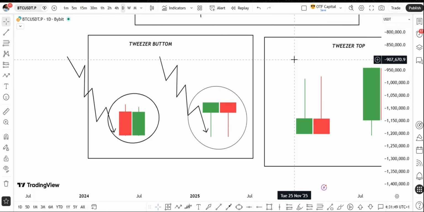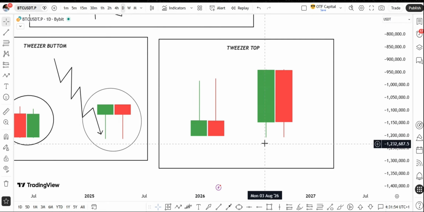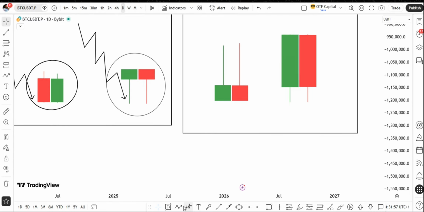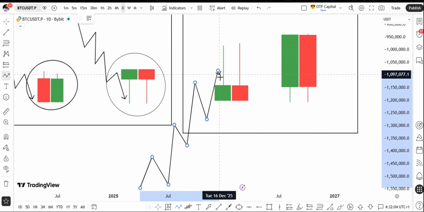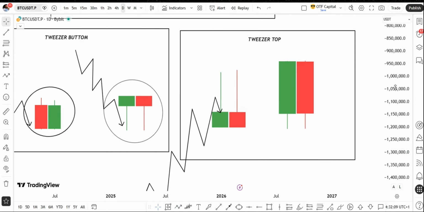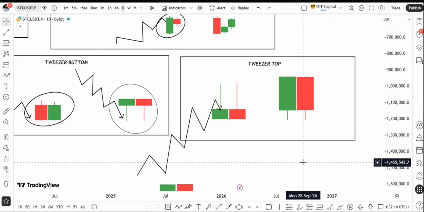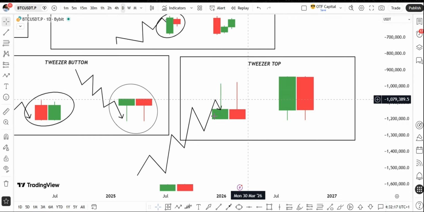Add confluences to it. The same thing applies to the tweezer top. You will always see tweezer tops at the end of an uptrend. That's where you will find a tweezer top. You always find them at the end of an uptrend. The tweezer top will be spotted at the resistance level.